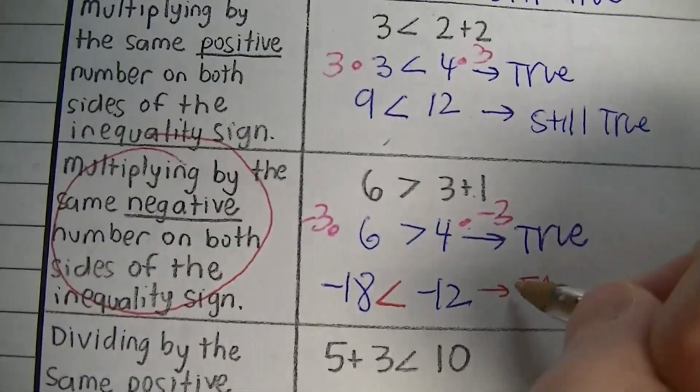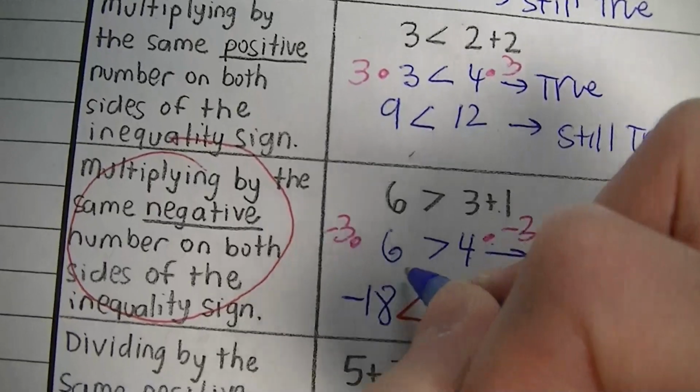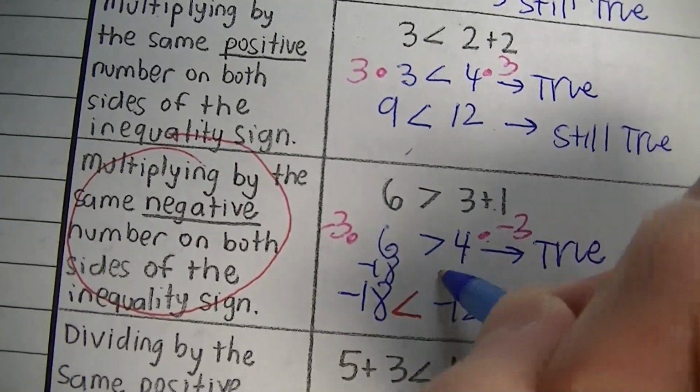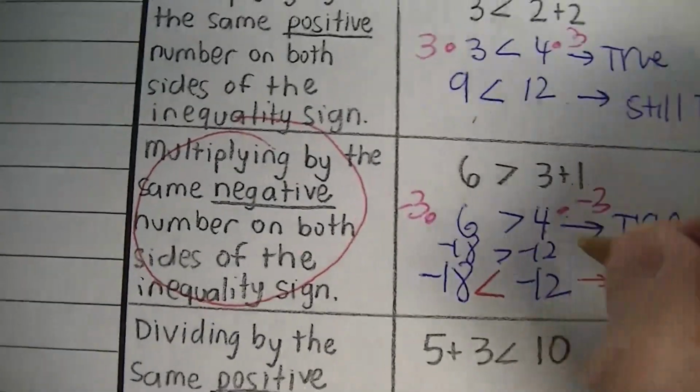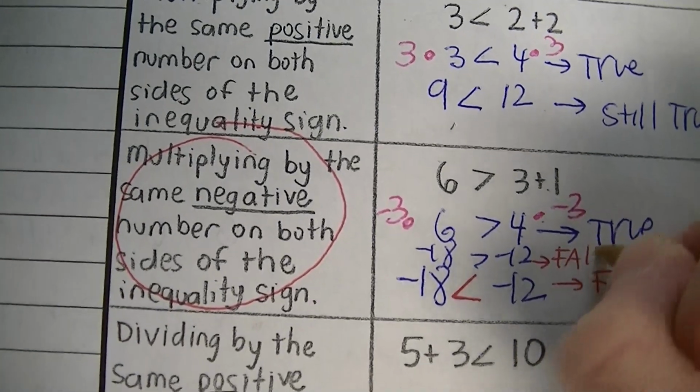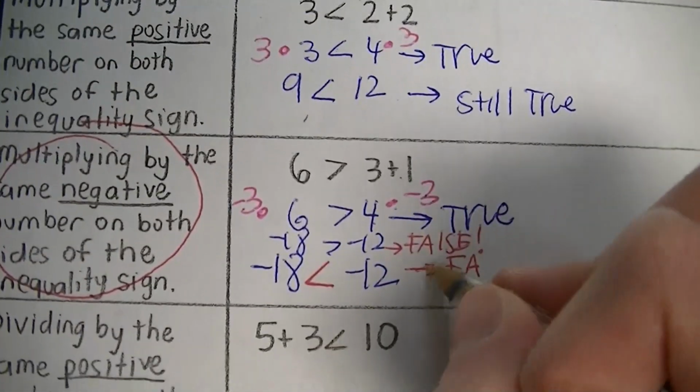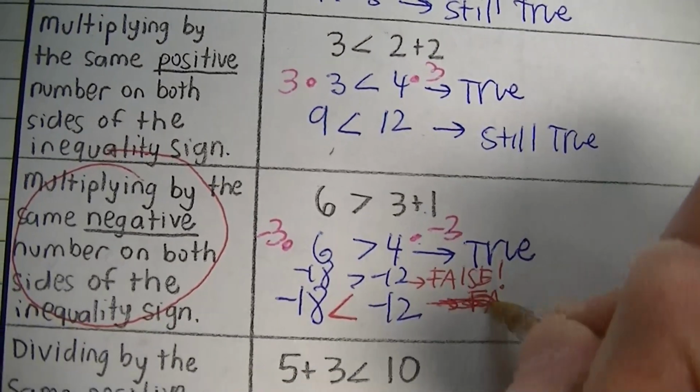Oh, wait, no, hold on. I messed up here. So it was negative 18, negative 12. That is false. Okay, we had to flip the sign to make it true.